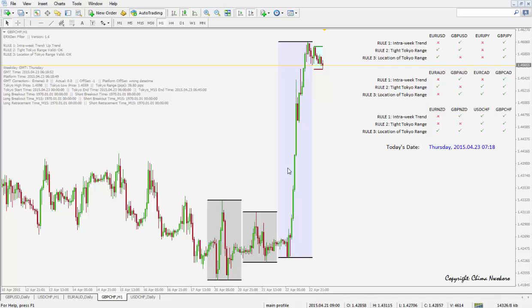Uptrend, yeah, compared to the last 2 days, obviously. Tight Tokyo range, yes, it's clear. And the location, yes, valid. And so let's see what happens at 7 o'clock GMT going forward to see what trades we will eventually take. We'll be back at the end of the trading day to see what has occurred. Thank you.